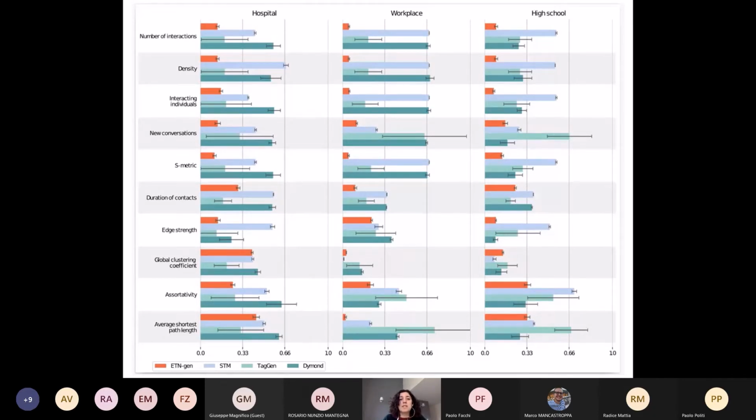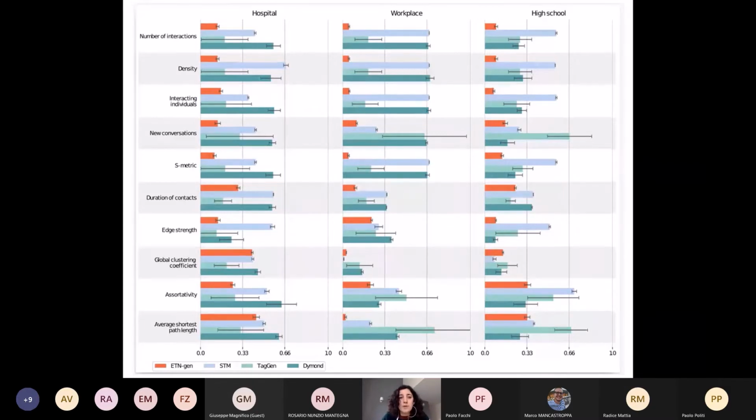So here I am reporting the distance between the original network and the generated ones for each measure that you see on the left, and for the same 3 different data sets. This distance is computed using the Kolmogorov-Smirnov test, which is a way to compare distributions. So shorter bars mean a short distance, so more similar networks. And you can observe that the orange bars are usually the shortest ones.